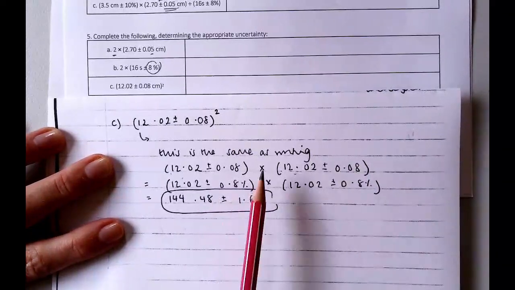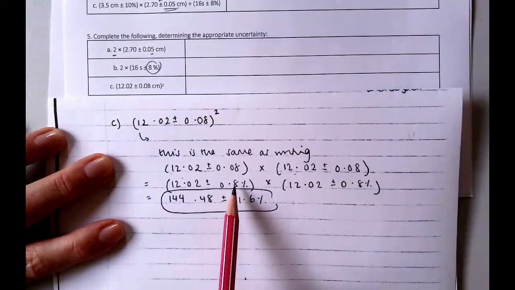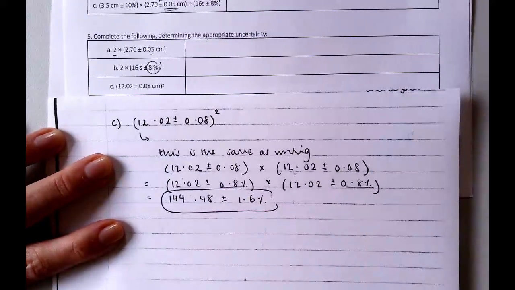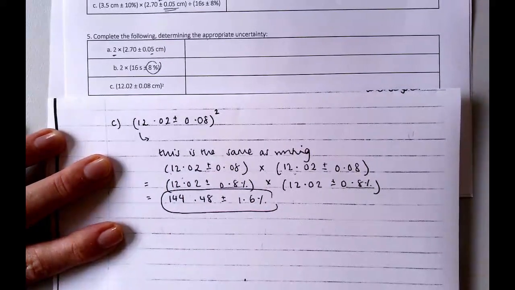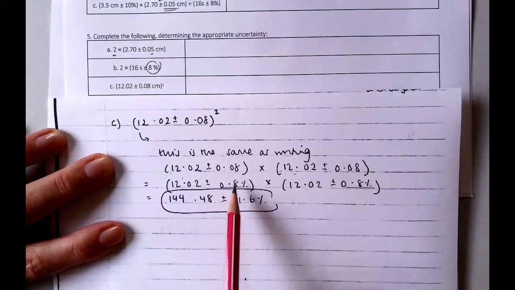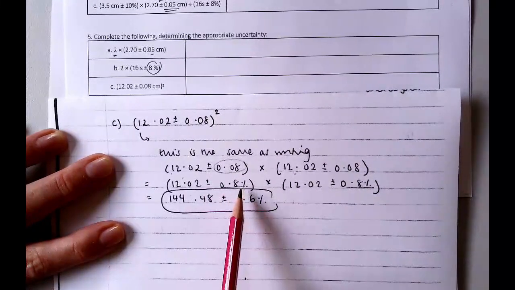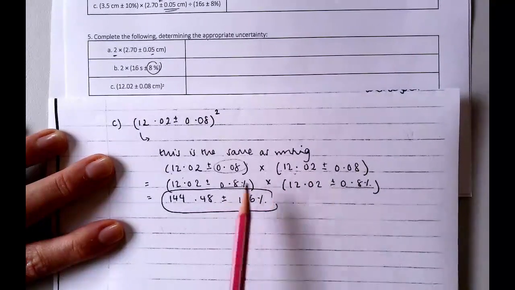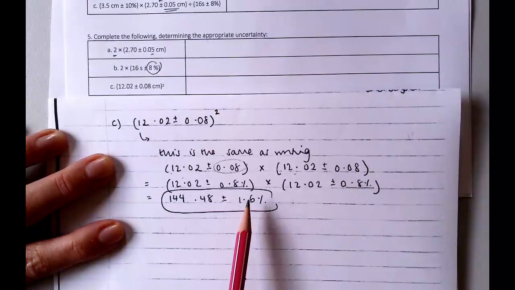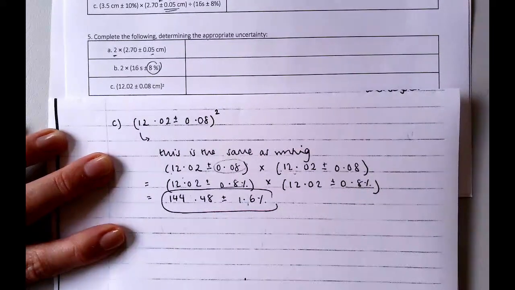Okay, but because we're multiplying data, to find the accumulated percentage uncertainty, we have to first have the percentage uncertainty of both of them. Okay, so we do 0.08 over the 12.02, multiply that by 100. I now know that this as a percentage is 0.8%. And then, because I'm multiplying these two together, I add their percentage uncertainties, and 0.8 plus 0.8 is my 1.6%.